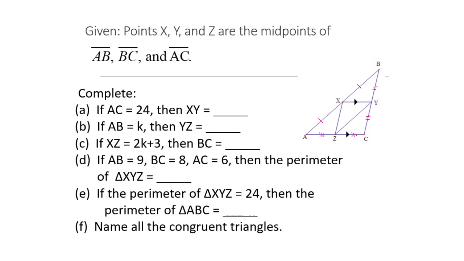So we know that here, let's start. If AC is 24, then XY equals what? So AC is 24. XY is going to be half of that, right? So XY would be 12.